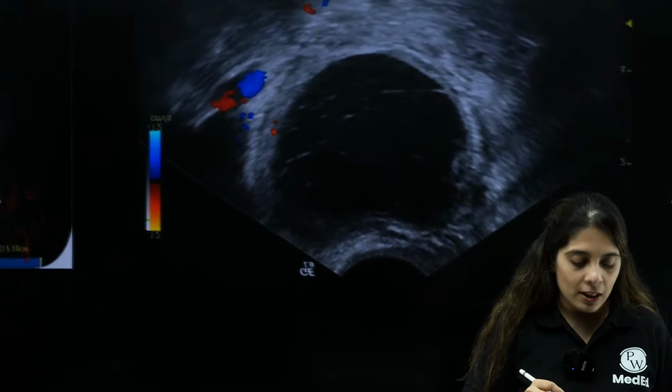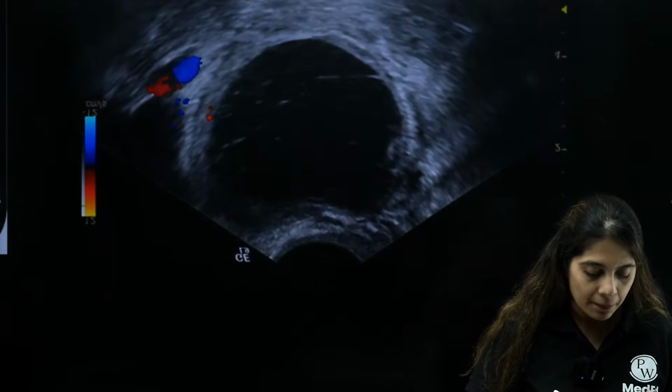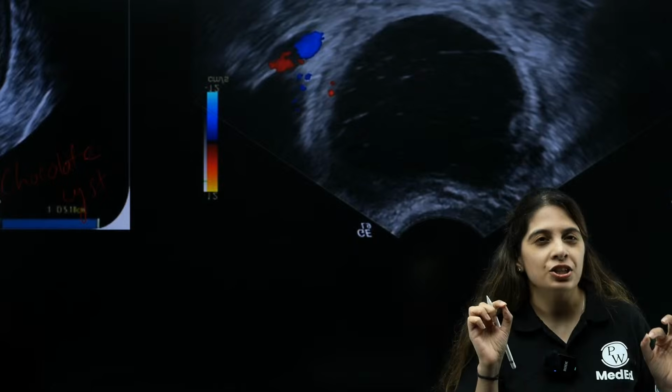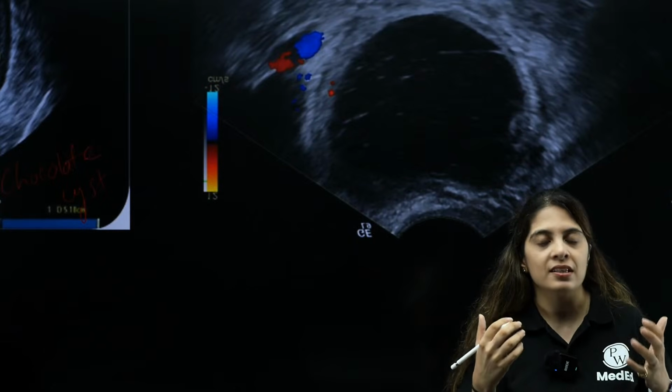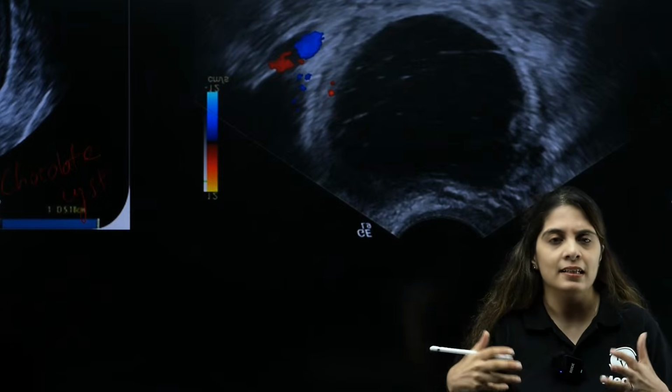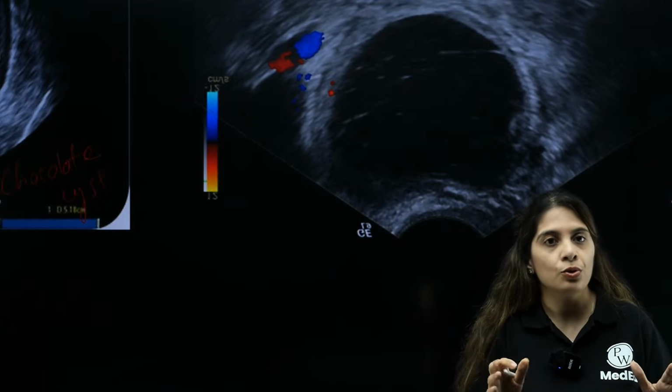And what about this particular image? This is a very classical fishnet appearance. So this second image, can someone tell me what is this classical fishnet appearance or reticular appearance? Again, a young patient may present with pain, adnexal tenderness may be present, but it has nothing to do with the pregnancy.